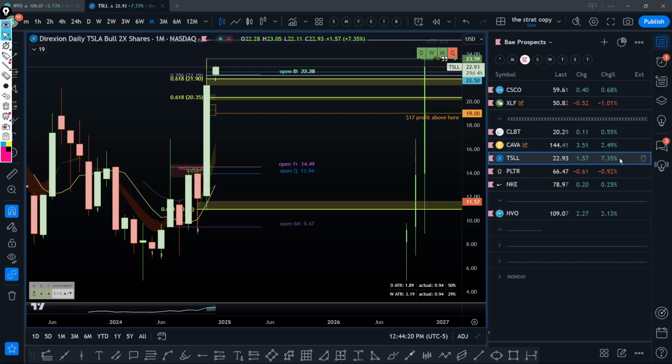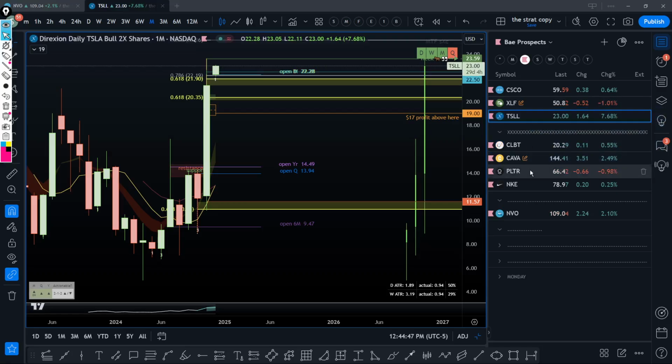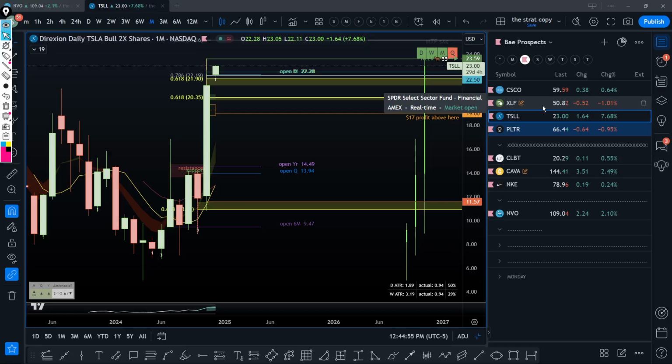As you can see there, TSLL is up 7%, which means that Tesla is up roughly half of that. Whatever Tesla is, TSLL is double that, so you just want to be mindful of that. But it is a lot cheaper than investing in Tesla. These things have really been good for me over the last couple of weeks to a month: Cisco, XLF, Tesla, and Palantir. Those are really my MVPs over the past couple of trading sessions.